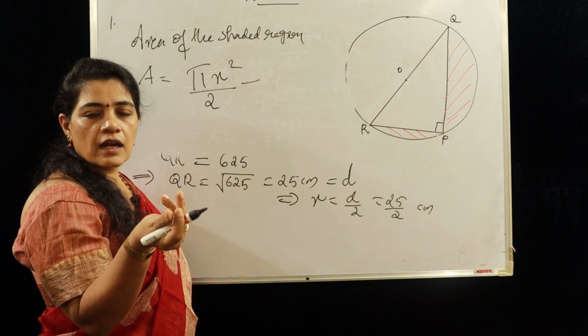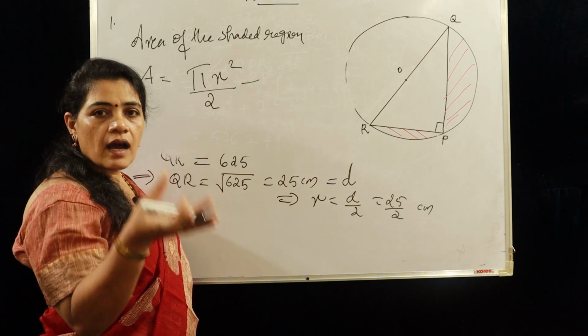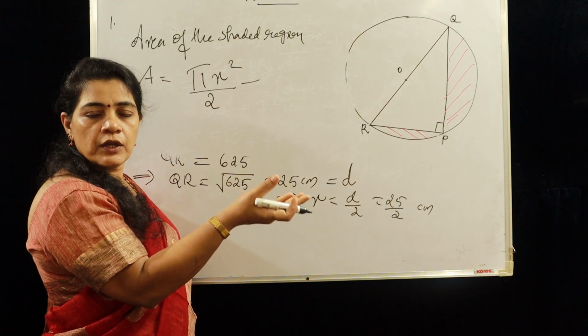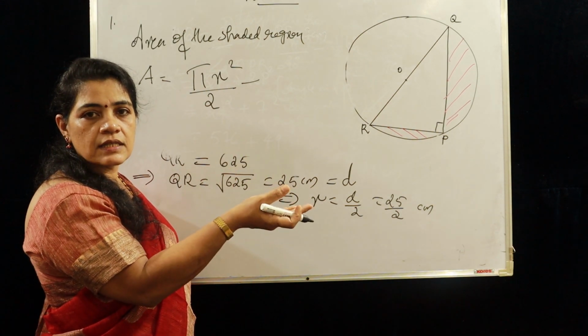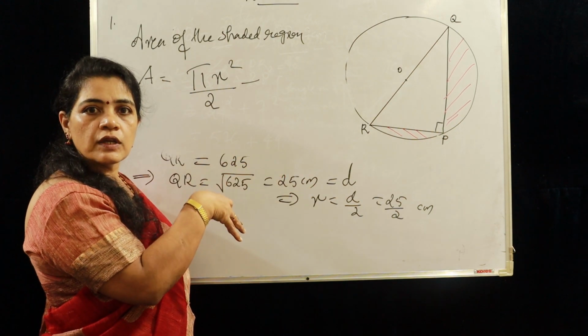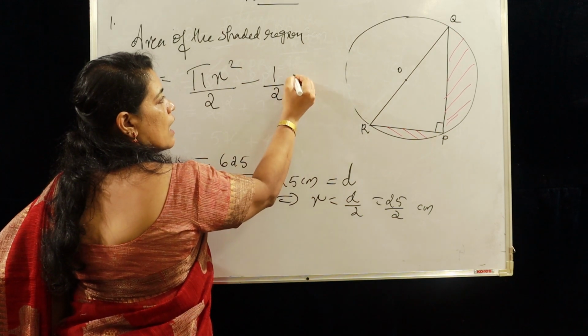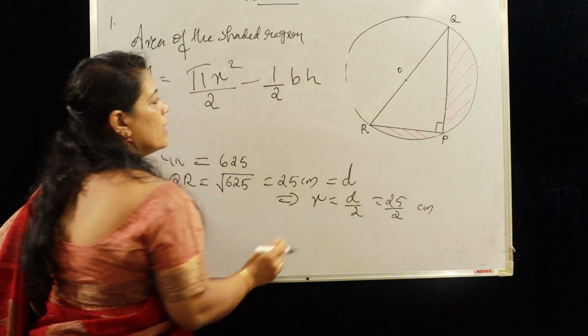So area of right triangle, whose base and height from this figure: height is QP or PQ, that is given, and base is RP, that is also given. You can use the formula half BH, half into base into height.